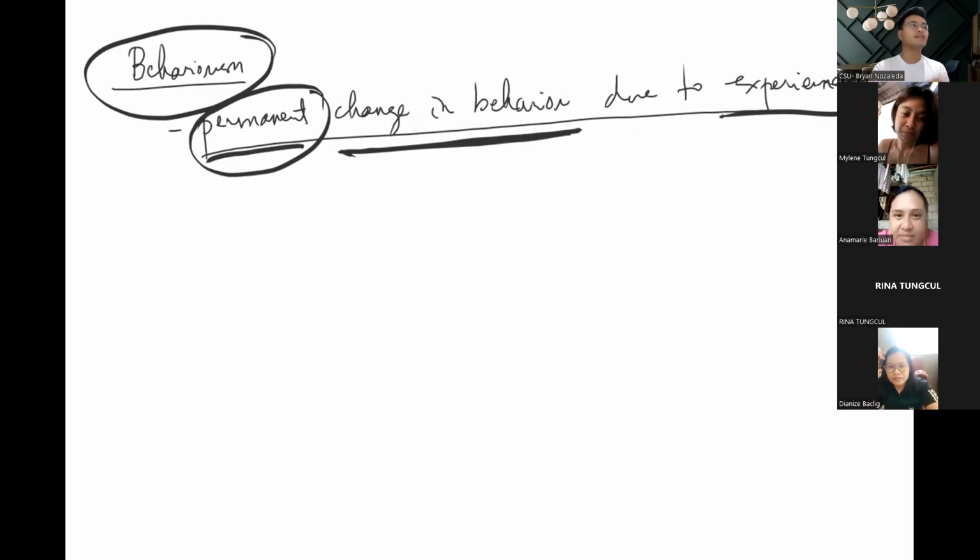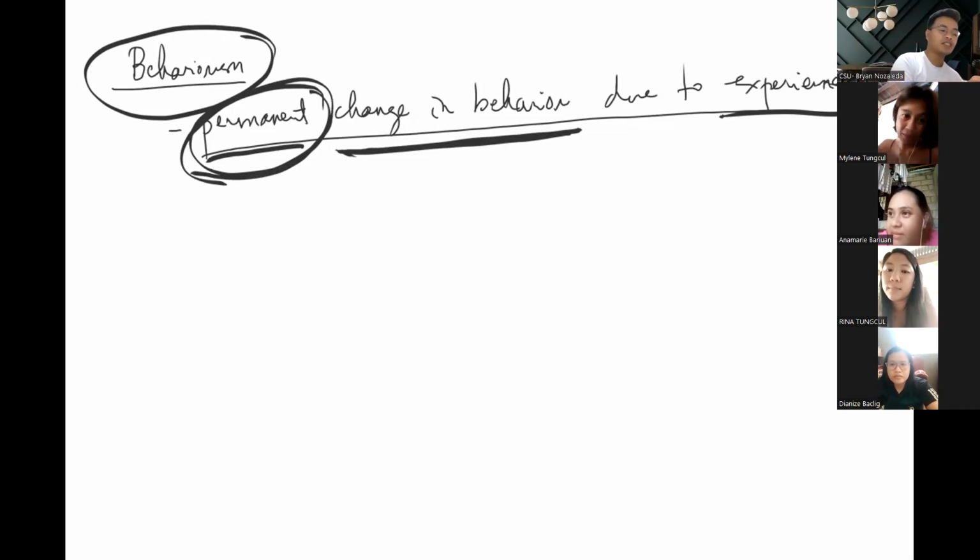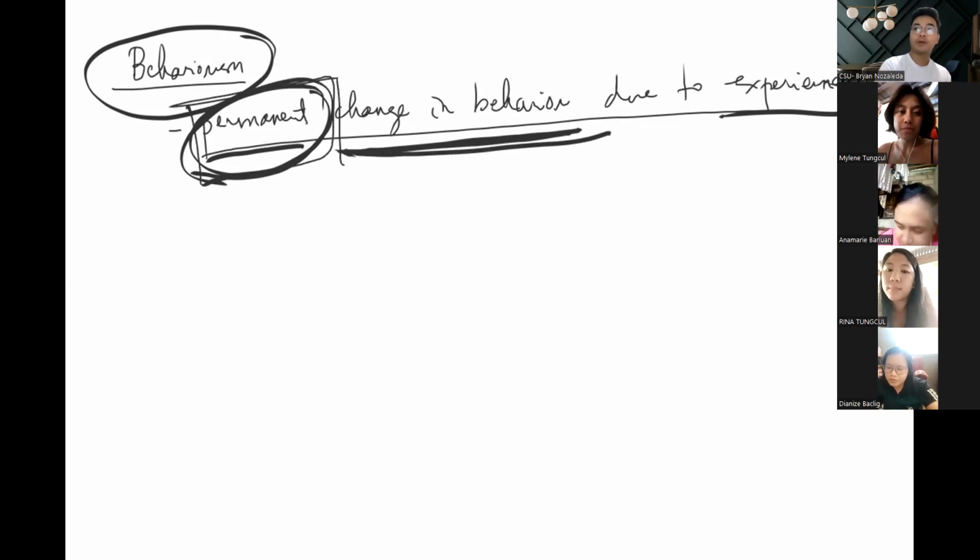The moment na sasabihin mo, ay mahal ko pa rin siya, babalikan ko siya, kahit pa ulit-ulit niya akong lolokohin, walang pagbabago sa behavior niya. And therefore, there was no learning at all, because there is no permanent change in behavior. So it's very crucial that for learning to be learning, there must be a change in behavior, and that change must be what we call as permanent. Okay? Must be permanent.